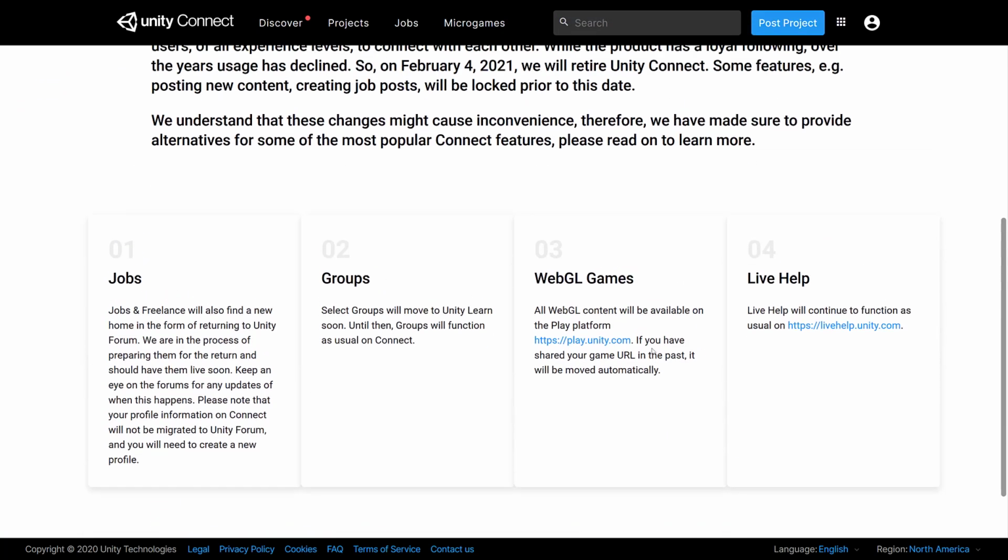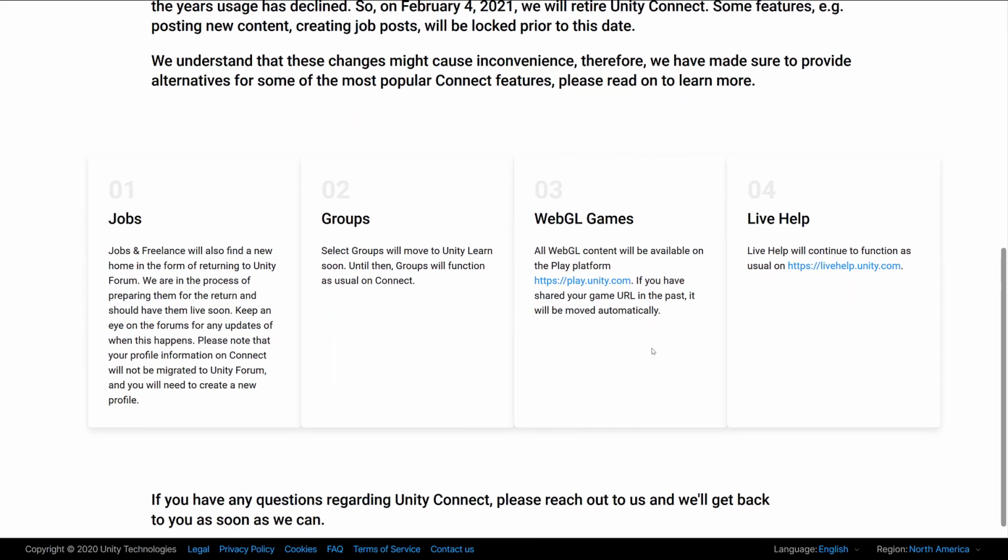And by the way, there's not a lot more to read on about. So we've broken it down to there are 4 categories of content from Unity Connect that are going to continue to exist in some form. One is jobs. Jobs and freelancing is now moving to the, I would say cesspit, but that might be a little harsh. I just can't stand the Unity forums. It's a very painful place to work. I'm slowly getting there with forums in general. It just feels like we live in a post-forum world now.